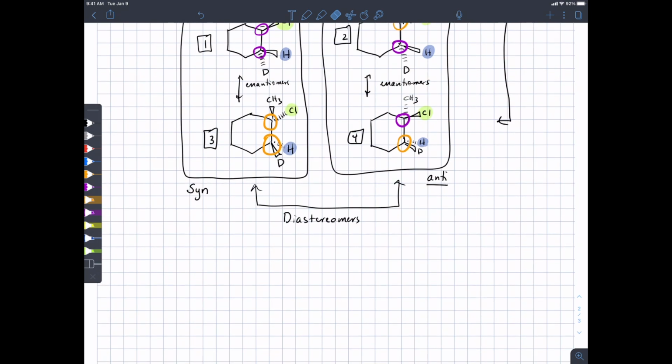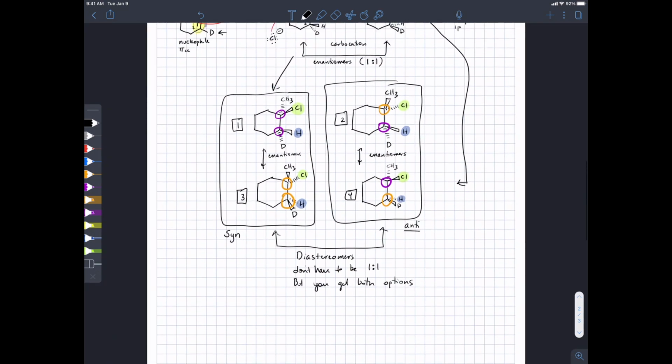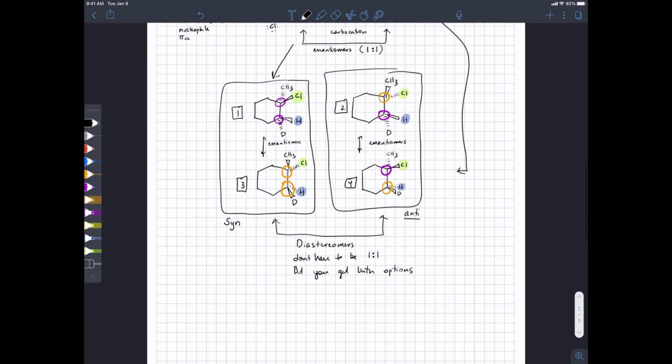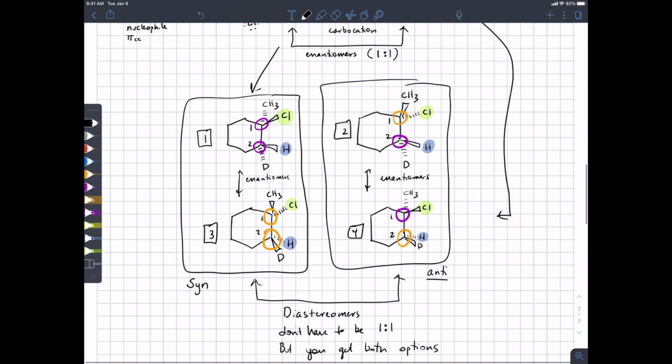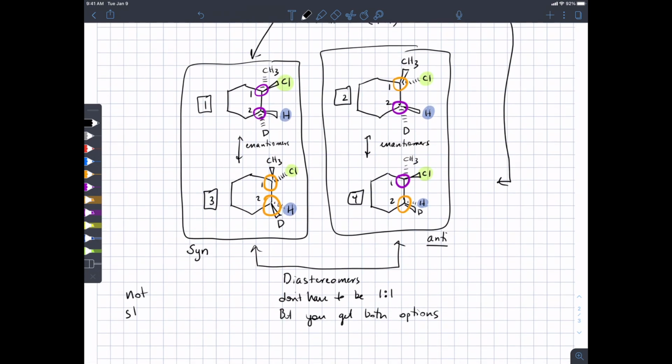They can have different chemical and physical properties, and they don't have to form 1-to-1, but you get both options. There's no mechanistic reason why you can't get one or the other. So even though this reaction we'll say is regioselective for having chloro on carbon 1, that's true for all of our stereoisomers, the reaction is not stereoselective. It doesn't prefer one enantiomer over the other, and there's the possibility of getting both diastereomers.